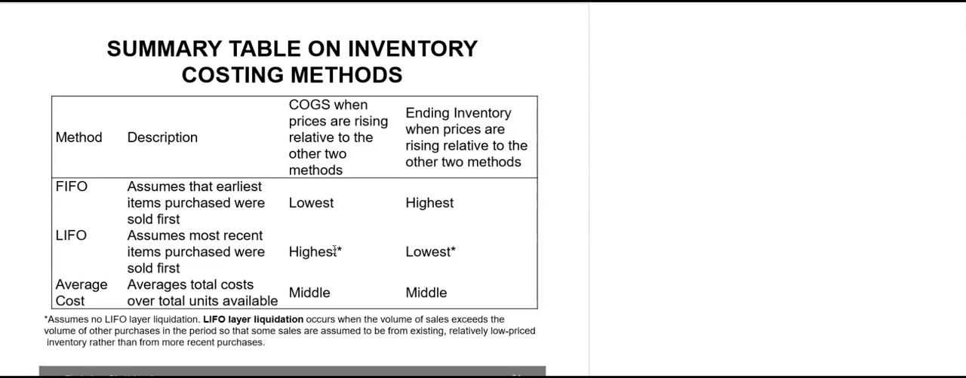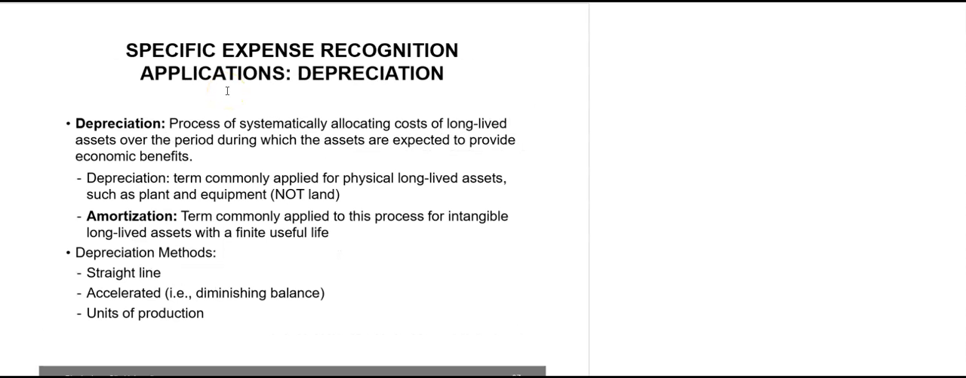Similarly, inventory will be the highest when prices are rising under the FIFO method, and it will be the lowest under the LIFO method. And again, the average method will show the inventory to be within the LIFO and FIFO figures. The next expense recognition application we have is depreciation.